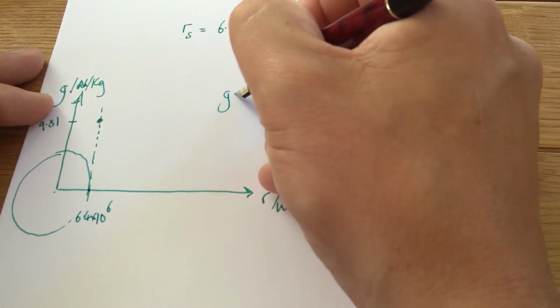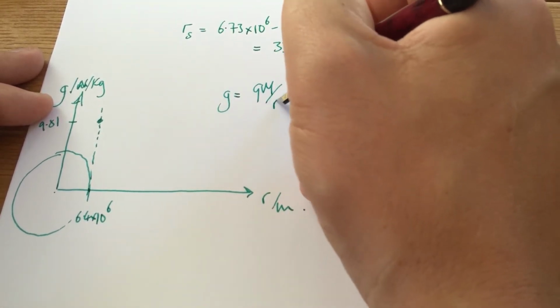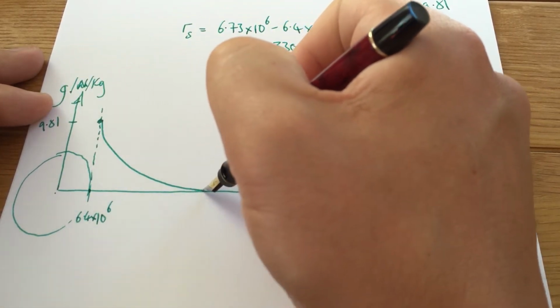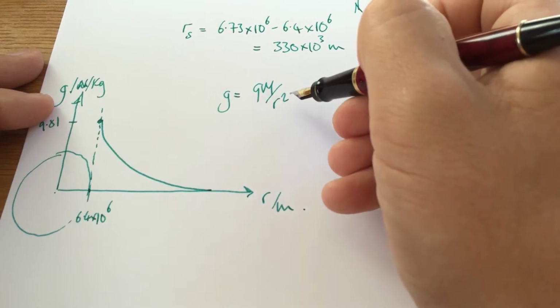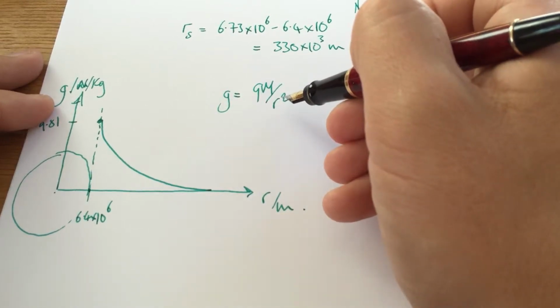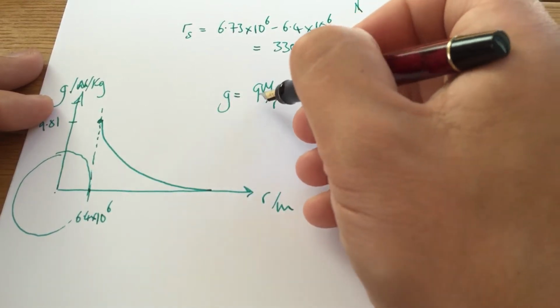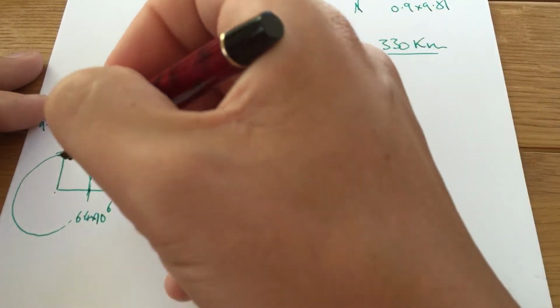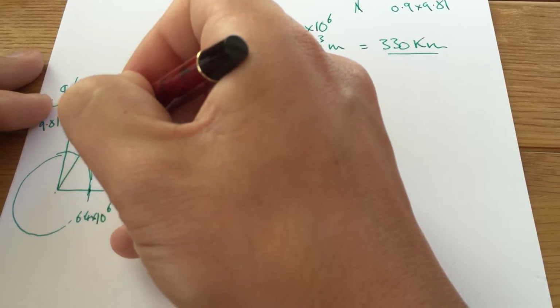Beyond there, it behaves as an inverse square law, so it falls off inversely proportional to r squared. So it's dropping off quite rapidly. Inside the Earth, interestingly, it does increase linearly.